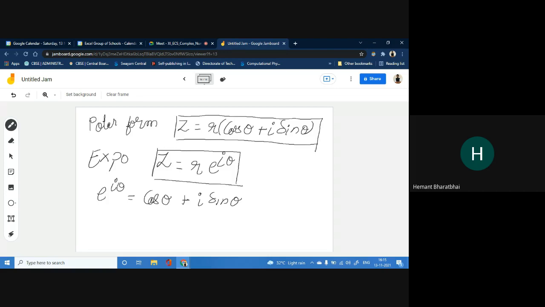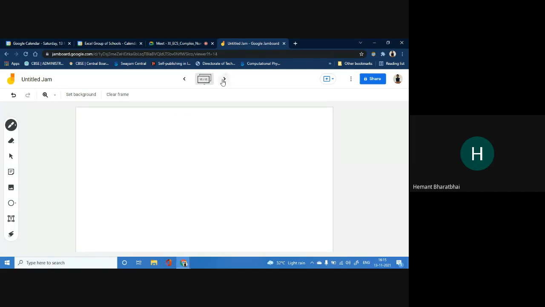So let's see how to convert one form of complex number into another form. Suppose I have z is equal to root 3 plus i. I want to convert it into polar form. Now for polar form, what you require is r and theta.